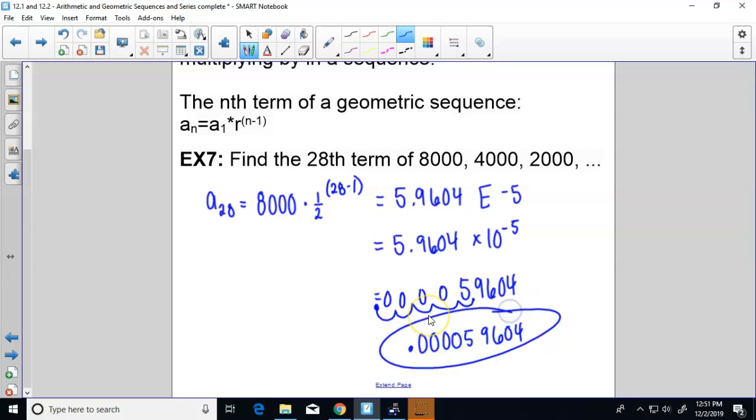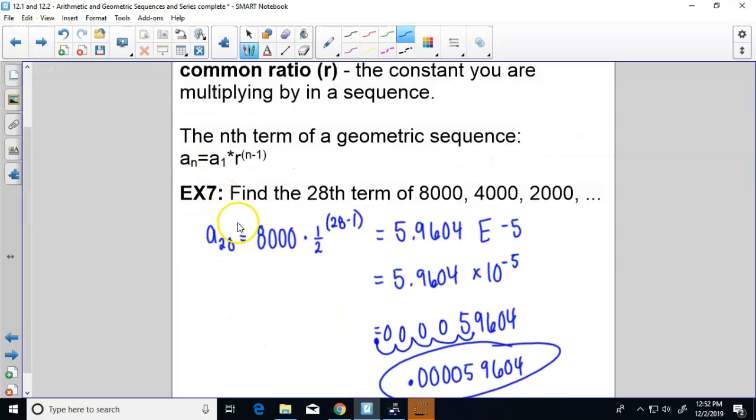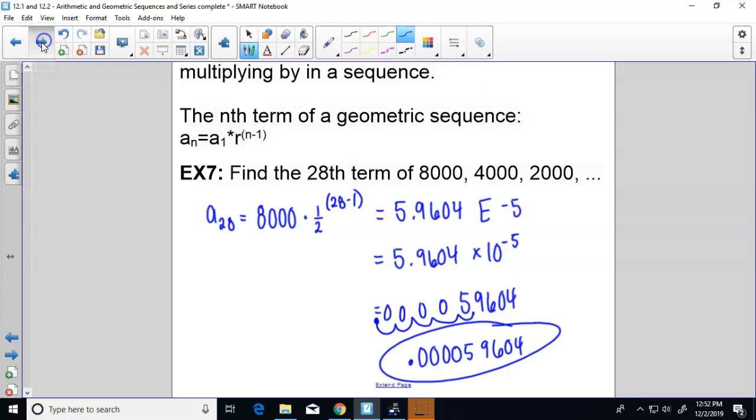That's our answer for this case. Now you'll see that numbers start getting small really quickly with geometric sequences. So that's typical for these types of problems. And I've realized this is my third example 7. I don't know why. I clearly can't number things.